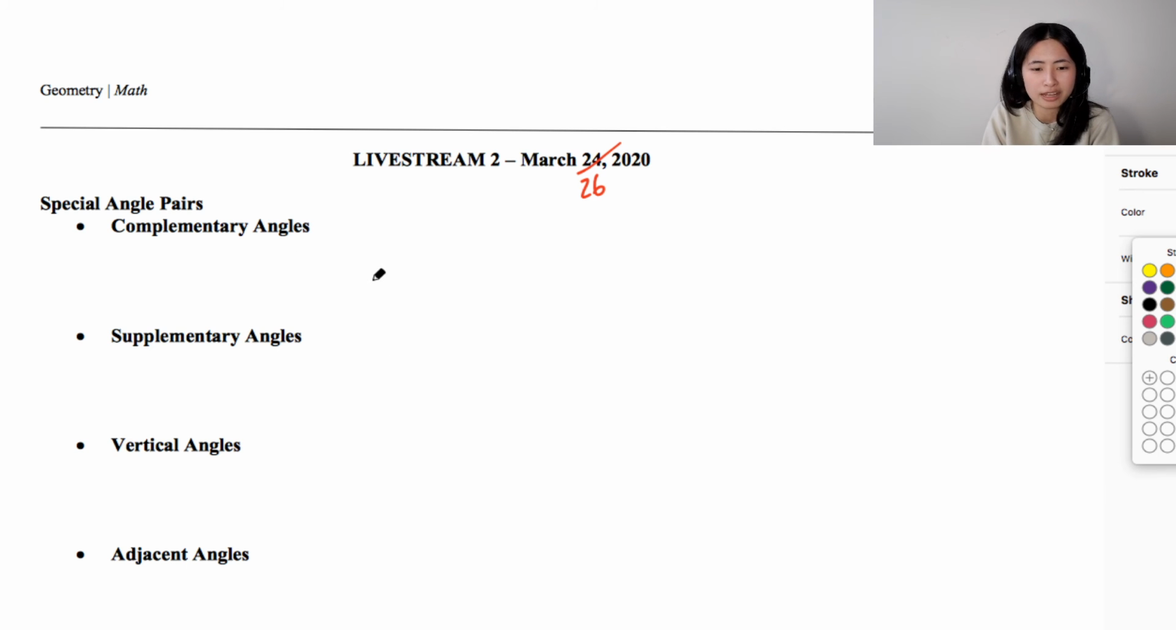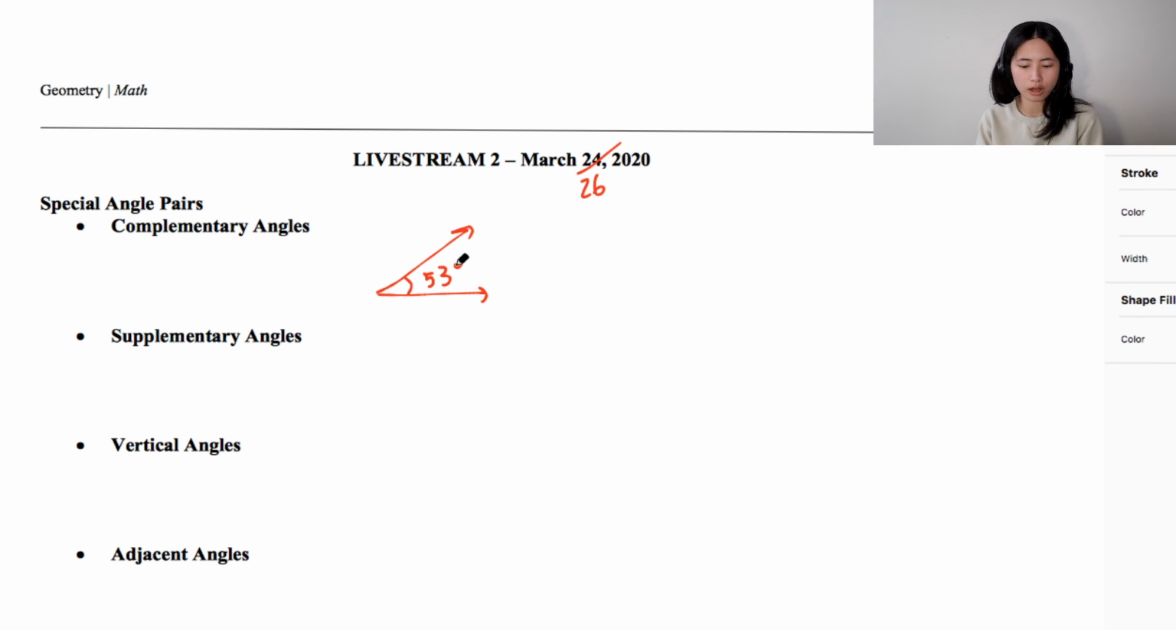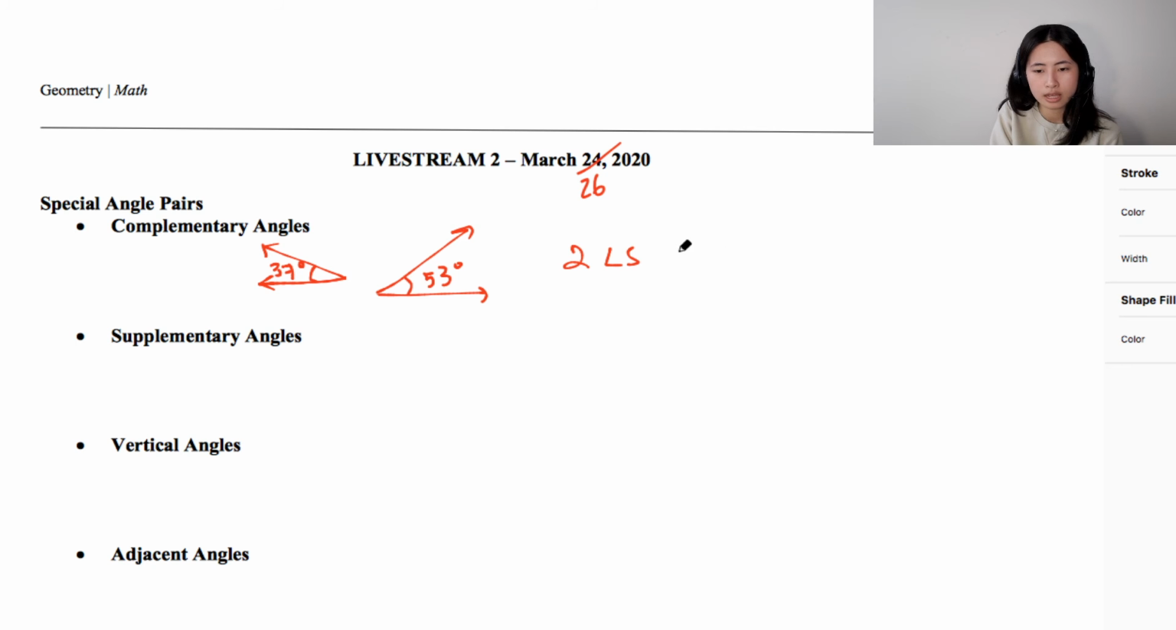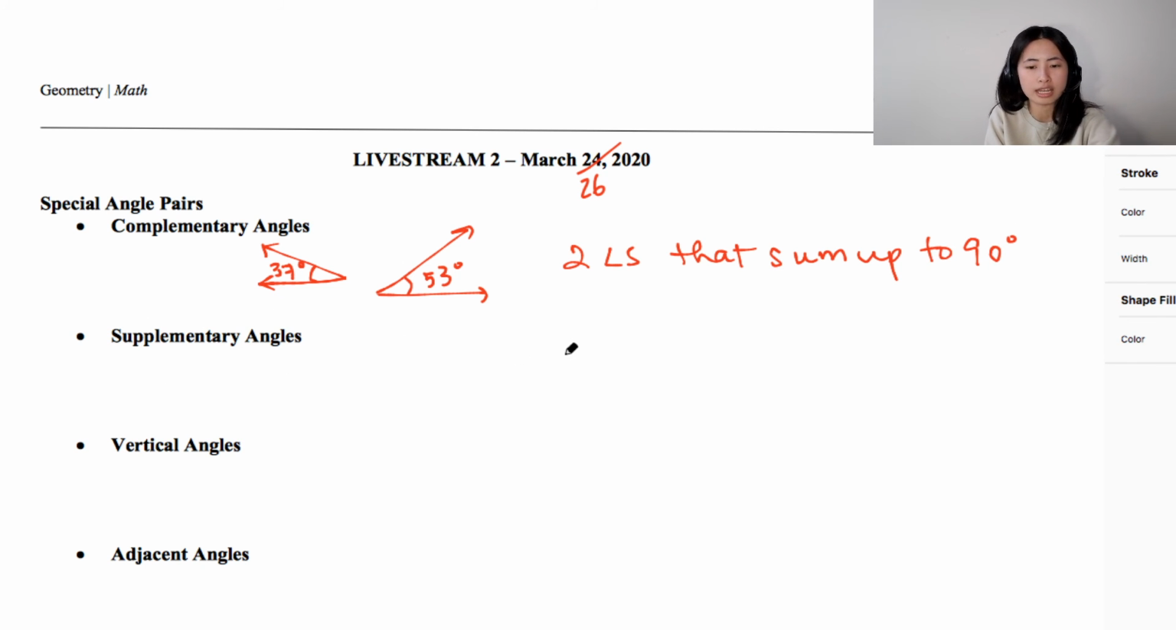So for example, if you're looking at 53 degrees, that means the other angle, for them to be complementary to one another, has to be 90 minus 53, which is 37. So this is 37 degrees. So they need to sum up to 90 degrees, two angles that sum up to 90 degrees.